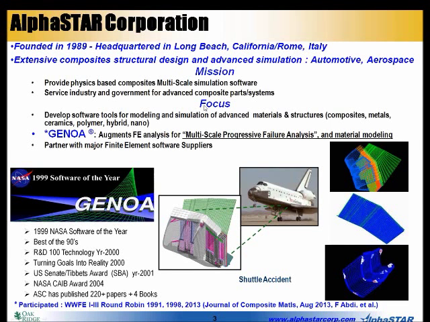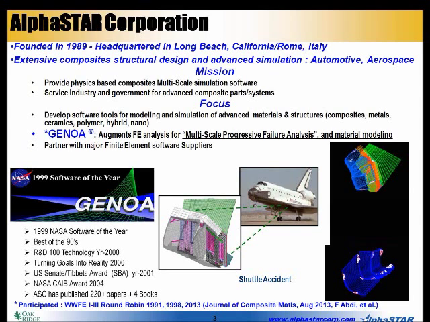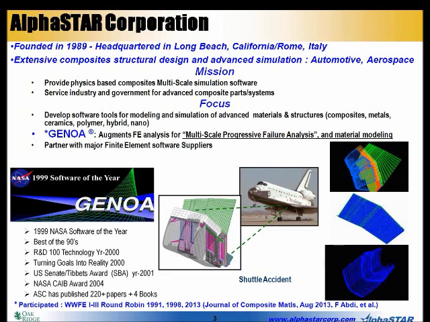AlphaStar Corporation was founded in 1989 and is located in Long Beach, California. We are dedicated to providing physics-based multi-scale simulation software for structural analysis for composite materials, but also for other types of materials like metals, ceramics, and hybrid materials. We've done a significant amount of services for both industry and government institutions.